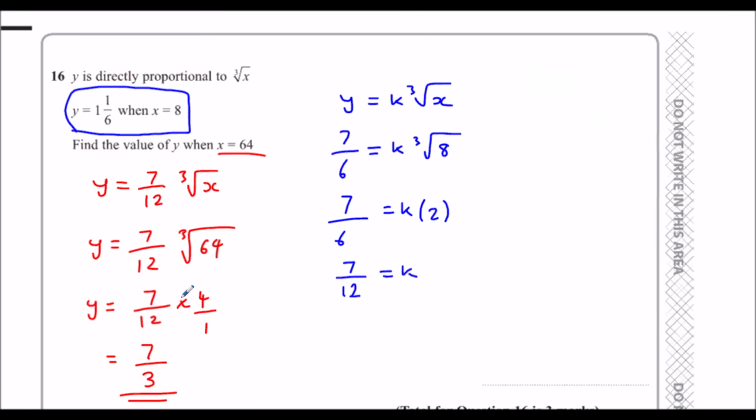Because we've got 4 over 1 here, and I've cancelled the 4 with the 12. So 7/3, and that's our answer. So y equals 7/3.